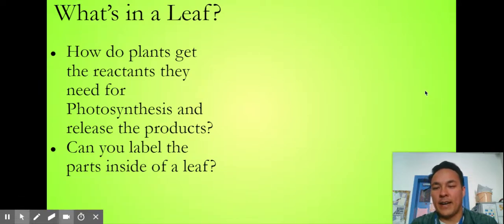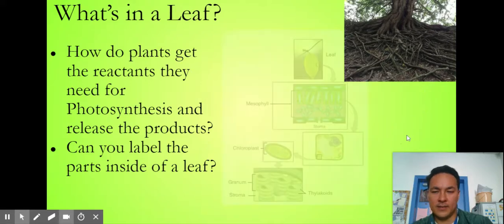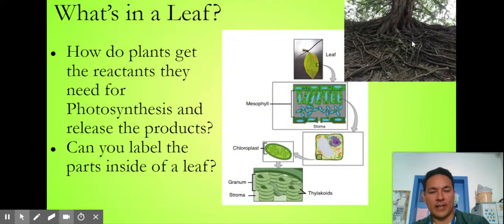All right. How do plants get the reactants they need for photosynthesis and release the products? Can you label the parts of a leaf on the inside? And this comes from your POGL that we went through and from doing the lab in class. Go ahead and pause the video. All right. So, plants are going to have roots. They're going to be able to get water through their roots from differences in water potential.